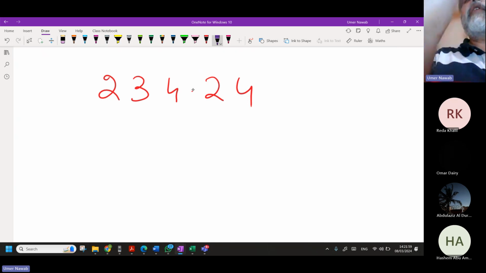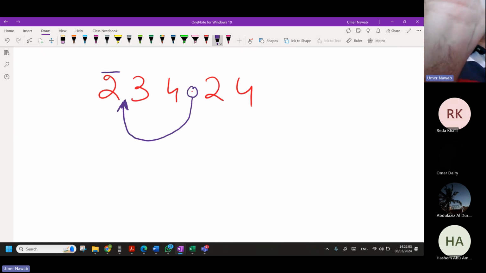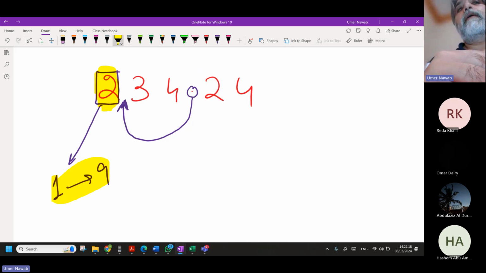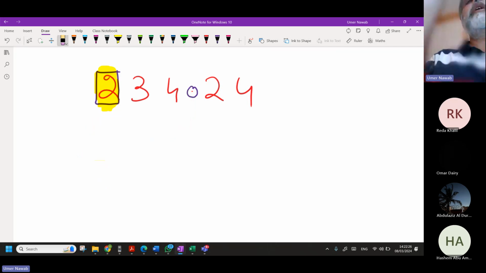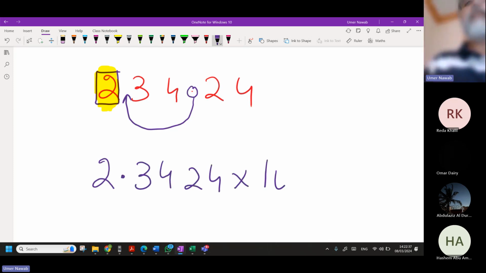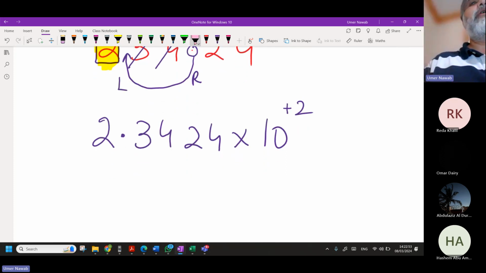In order to convert a number into standard form, your decimal should travel and go in front of a digit which should be between 1 and 9. So you must have a digit from 1 to 9 before the decimal. Then you can say that your number is given in standard form. If you want to push the decimal from right to left, so the number is big and you want to make it small, you will write 2.3424 times 10 raised to the power. Don't write minus, you have to write a positive power, because you are pushing the decimal from right to left. How many digits did you cross? You crossed 2 digits.